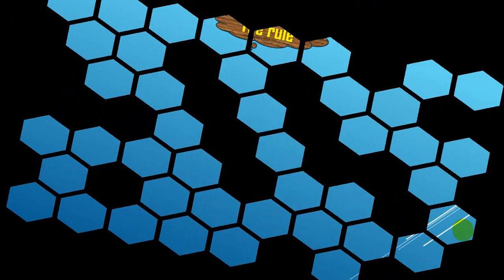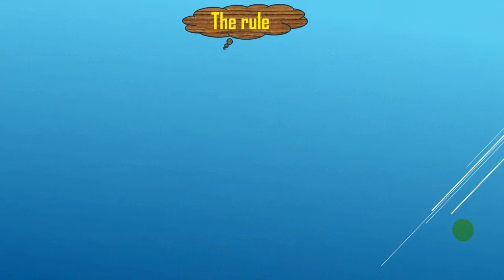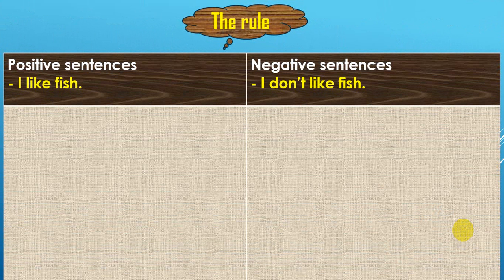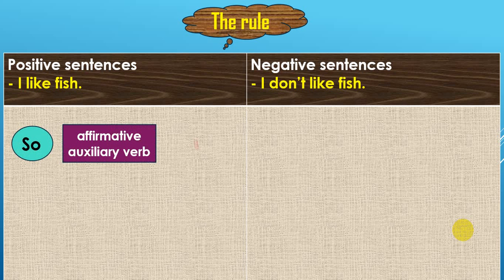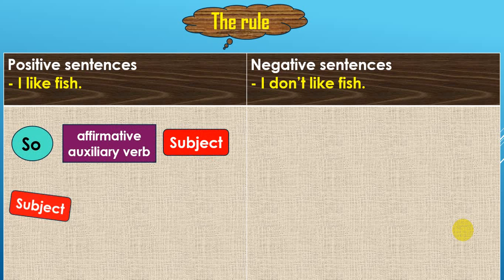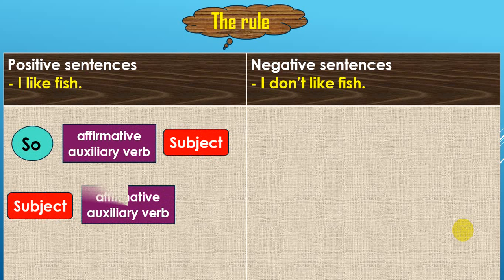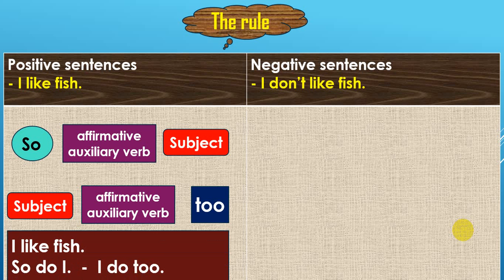Now let's see. So here we have the rule for a positive sentence. I have, for example, the sentence I like fish. So for a positive sentence, I can use so, and here is the structure for this one. So I have so, affirmative auxiliary verb, then subject. Or I can use subject plus affirmative auxiliary verb followed by too. So this is the way: I like fish, so do I, or I do too.